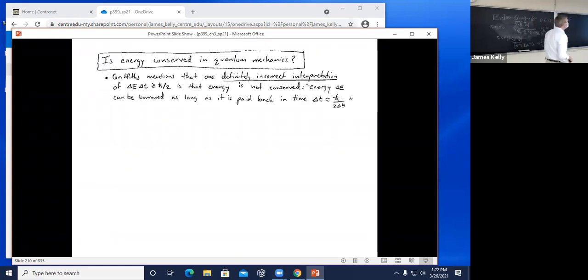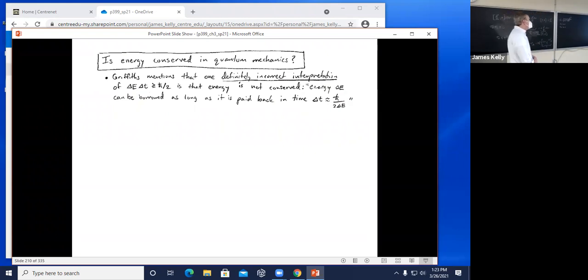Griffiths at this point mentions an incorrect way to interpret this, that you sometimes do hear people say that somehow this is saying that energy is not conserved. You can have a change in energy for a very short amount of time. You can have a big amount of change of energy, or for a modest amount of time, you can have a modest change in energy or something like that. And he says that that's definitely not a correct thing to say. So people sometimes say something like this: energy delta E can be borrowed as long as it's paid back in time delta T. So the energy is changing.